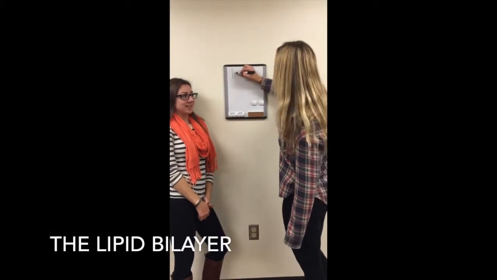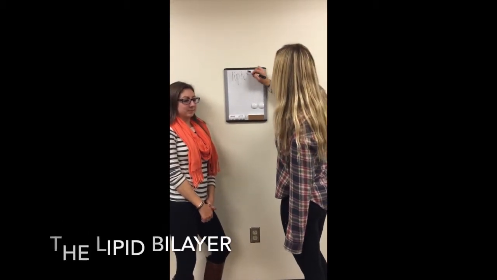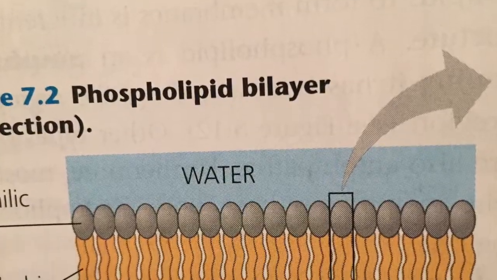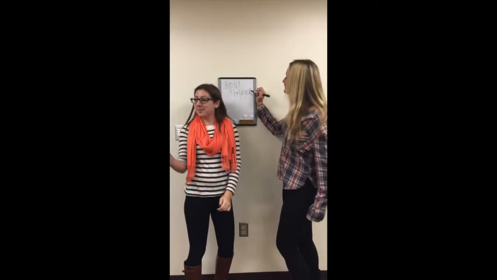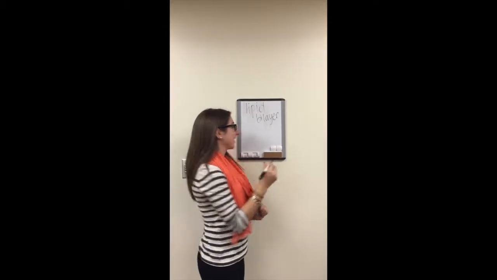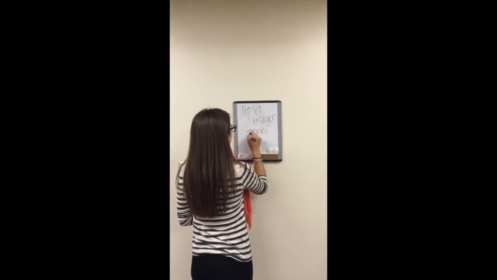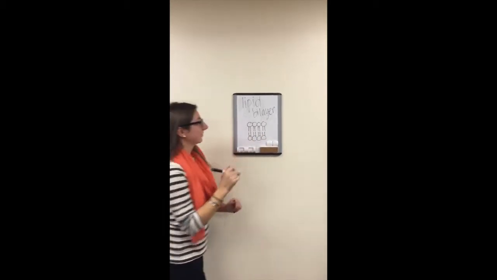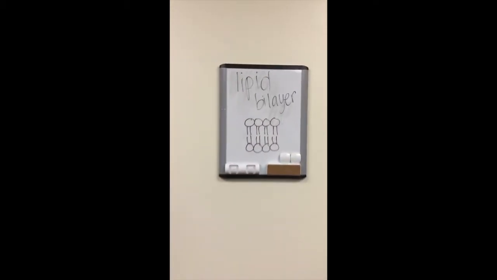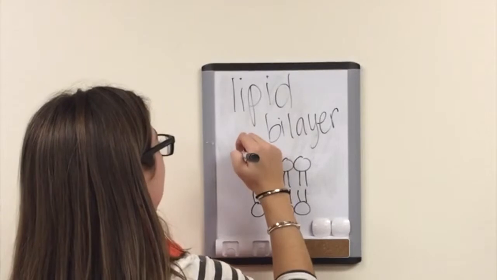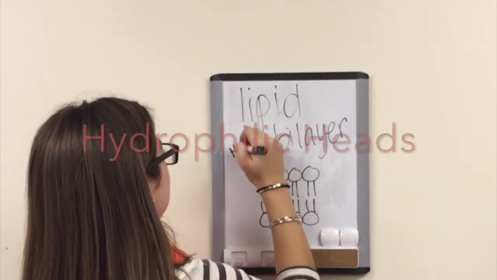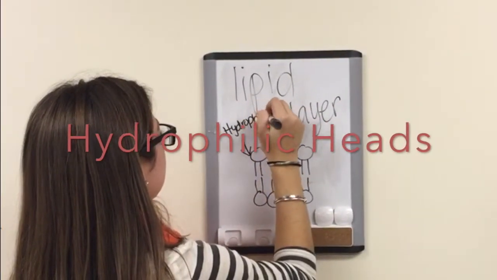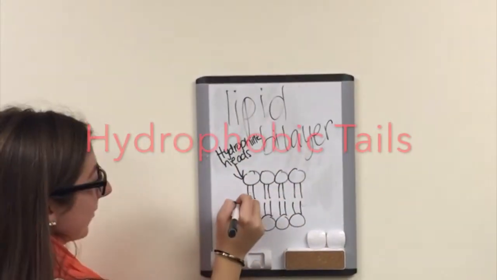So tonight we're talking about the lipid bilayer. Oh, someone has a question. Yes, what is the lipid bilayer and what does it look like? The lipid bilayer looks like this. Here we have the hydrophilic heads and the hydrophobic tails.